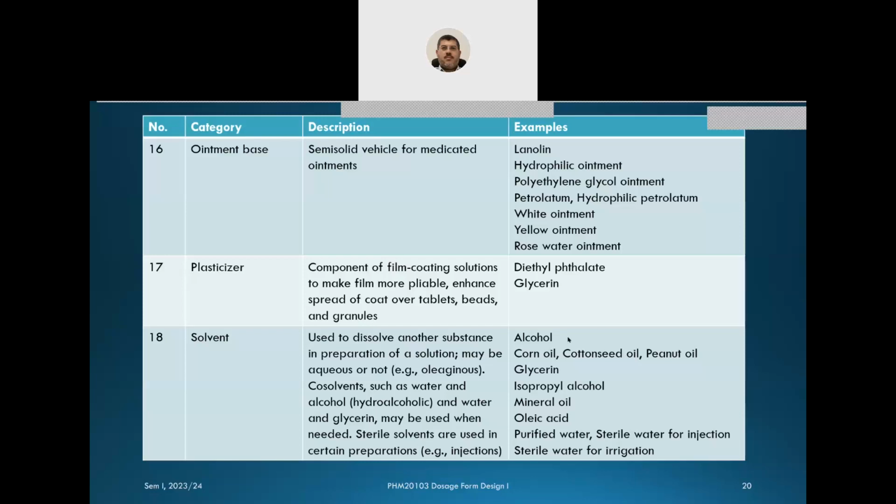Sometimes you have oil soluble drug, but you want to make aqueous formulation. So how to dissolve it? You can use co-solvent like alcohol. And sometimes the solvent is mainly alcohol, but sometimes you use the alcohol as co-solvent. So you mix alcohol with water, so they will be able to dissolve both water soluble and oil soluble drugs.